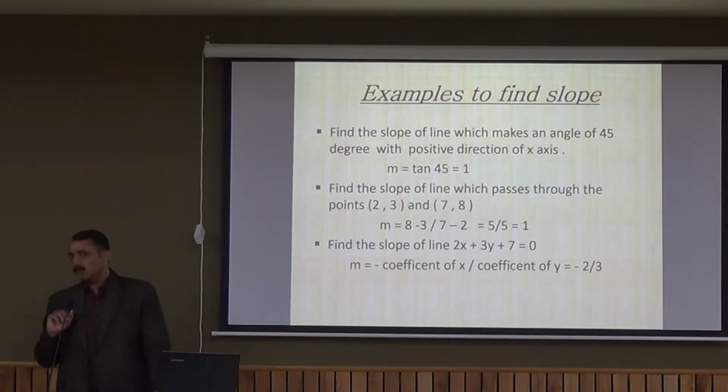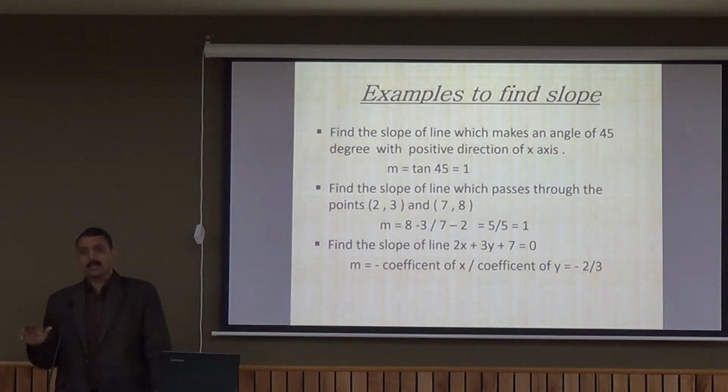We take another example also. Find the slope of a line which passes through the 2 points (2, 3) and (7, 8). Here we have 2 points on the line, so we can use m is equal to (y2 minus y1) upon (x2 minus x1). What is y2? y2 is 8, y1 is 3, x2 is 7 and x1 is 2. So (8 minus 3) upon (7 minus 2) comes 5 by 5, again this is 1.